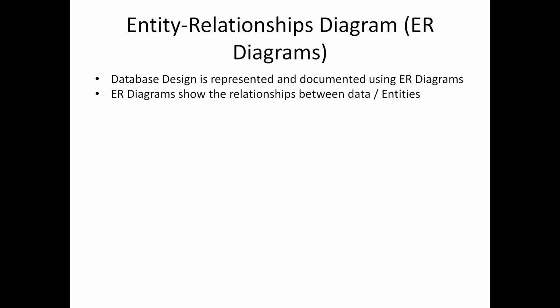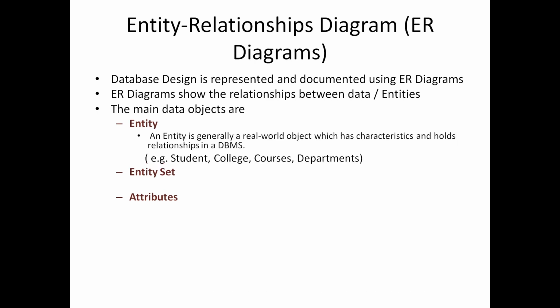They show the relationship between data and the entities that we talked about. The main data objects inside the entity relationship diagram are entity, entity set, and attributes. So what is an entity? We already looked at it. It's actually a real world object, like we talked about student, and it holds the relationship between, for example, a student and a course. So that becomes a relationship between two different entities.